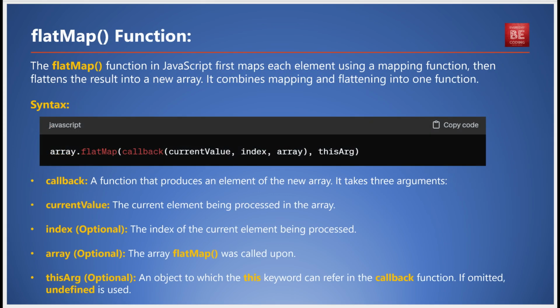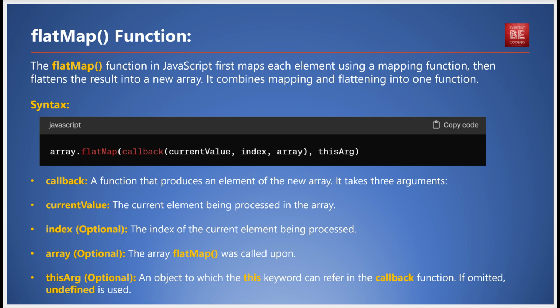Next up is the FlatMap function. This function is a bit more complex, as it first maps each element using a mapping function, then flattens the result into a new array. Essentially, it's combining mapping and flattening into one function. The syntax for FlatMap is as follows.